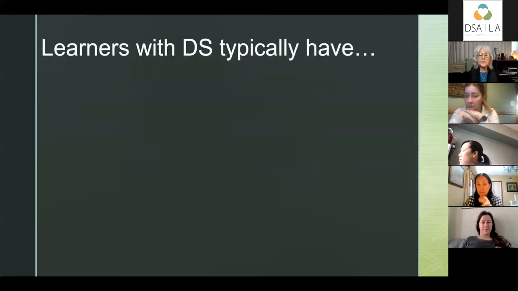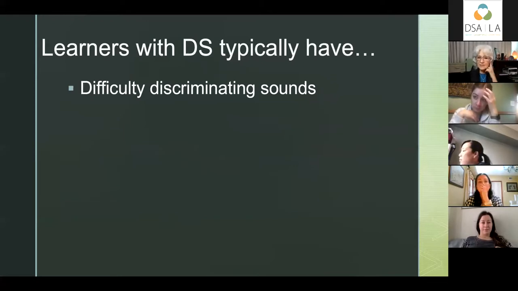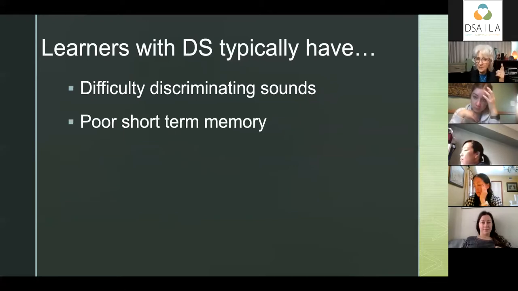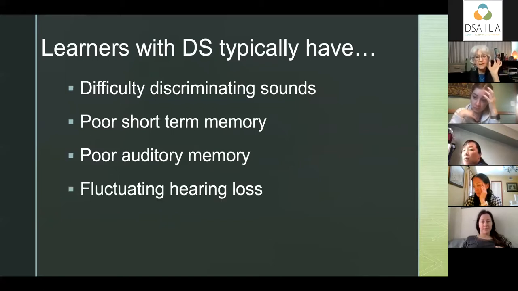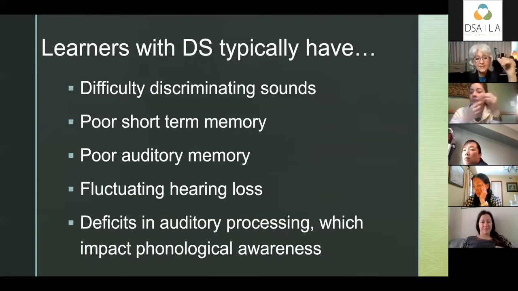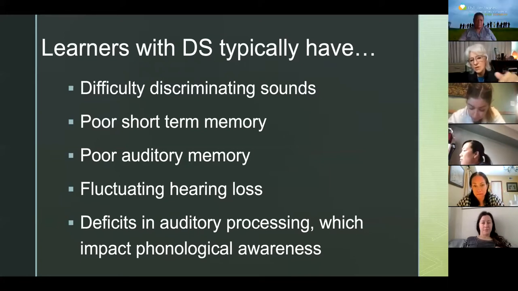All right, our learners with DS typically have difficulty discriminating sounds, poor short-term memory, poor auditory memory, fluctuating hearing loss, deficits in auditory processing, which impact their phonological awareness. It's not only poor auditory memory, it's short auditory memory. And I think I talked last time about teaching the letter W. If I say to a child with Down syndrome, this is W, what is that? You're likely to get the answer, that's you, because that's what I heard you say, W. You, I heard the last thing you said.